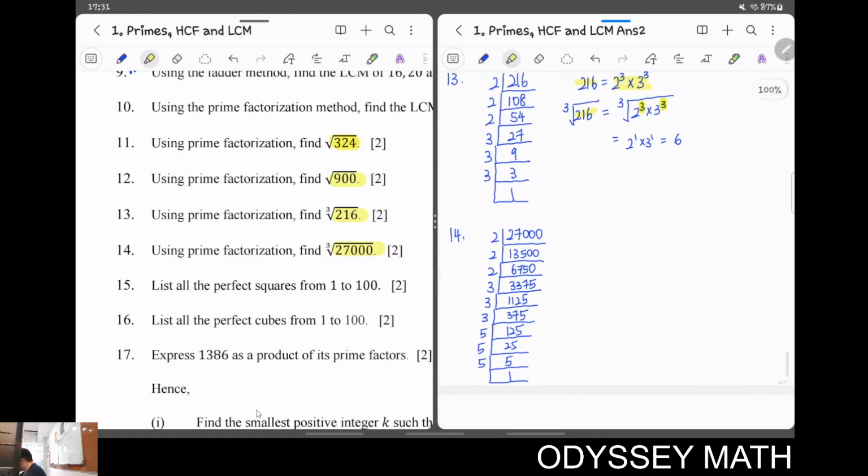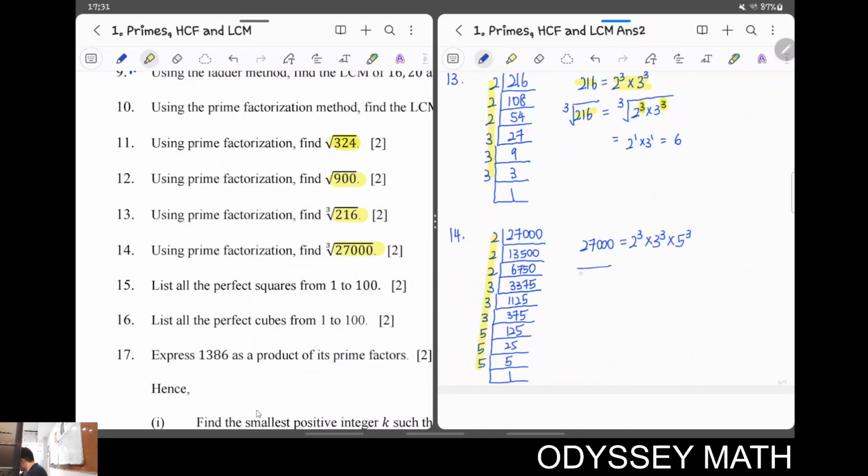So just like just now, then we multiply all the numbers vertically. So we have 27,000 equals 2 cubed, 2 to the power of 3, times 3 cubed, 3 to the power of 3, times 5 cubed, 5 to the power of 3.